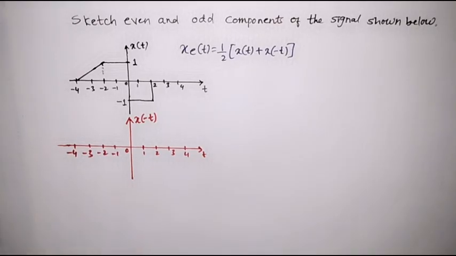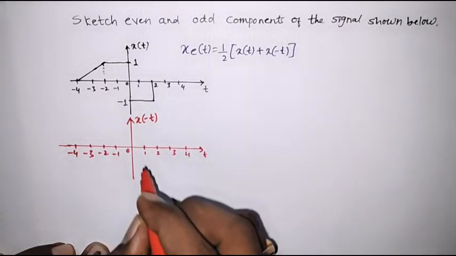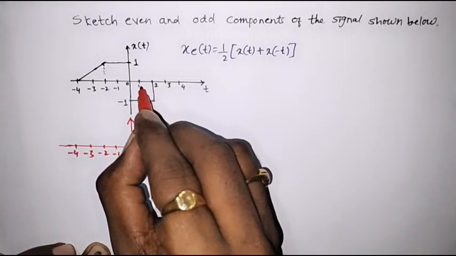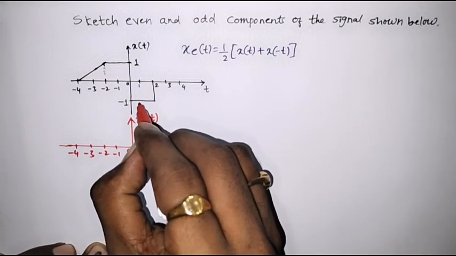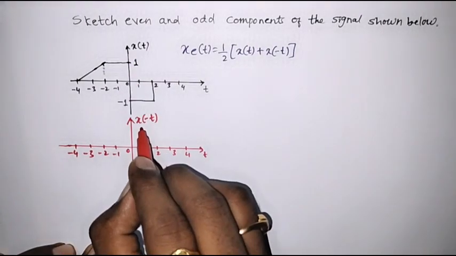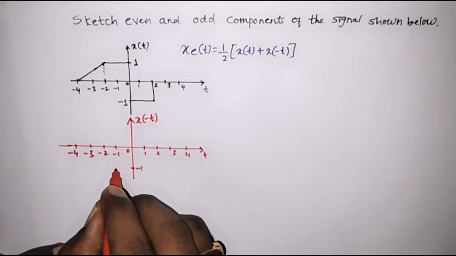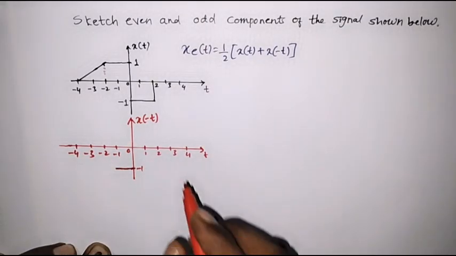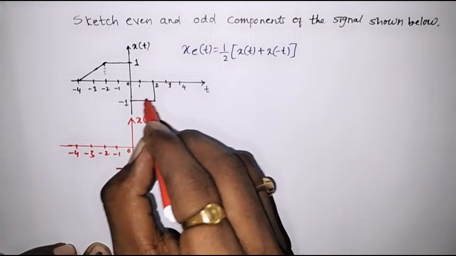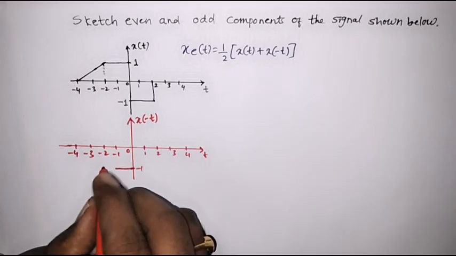Now I will try to draw x of minus t. Here we can observe at t equal to 0 the magnitude is minus 1. Now at t equal to 1 the amplitude is minus 1, so we are supposed to represent this on the minus 1 side, because x of t is equal to x of minus t. So the amplitude at minus 1 is minus 1. Now at t equal to 2 the value of the signal falls from minus 1 to 0. So here it will be minus 2.